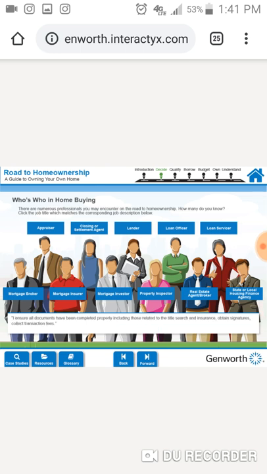I ensure all documents have been completed properly, including those related to the title search and insurance, obtain signatures, and collect transaction fees. Where are we at? Who have we not? This would be the closing or settlement agent. All right, I had to find it. I collect your mortgage payments, pay your property taxes, and homeowners insurance from your escrow account. This would be the loan servicer.